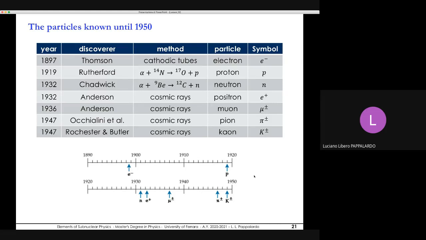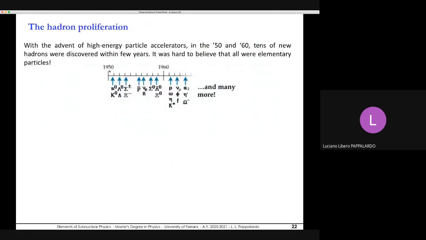However, with the advent of the particle accelerators after the Second World War, so after, let's say, the 50s, tens and tens of new particles were discovered in a matter of 10, 15 years. Okay, so actually something like 100 new particles were discovered in 10, 15 years. And now it becomes, of course, hard to believe that all these particles are elementary particles. Okay, it would be very strange that nature would have chosen so many different elementary bricks to build up our matter.